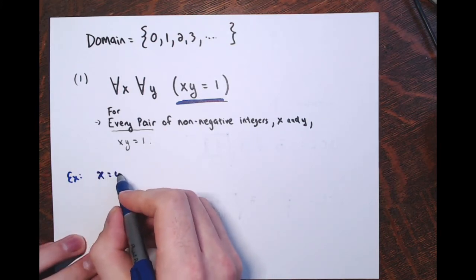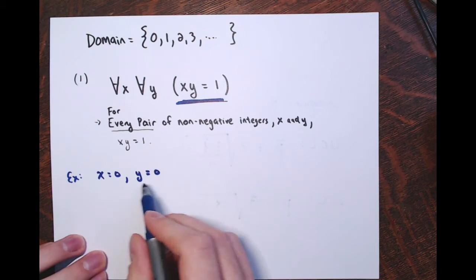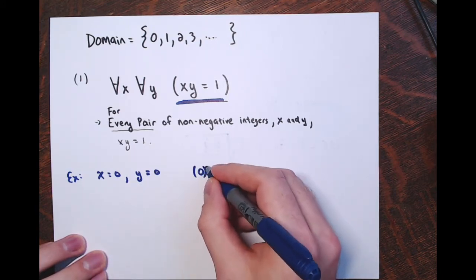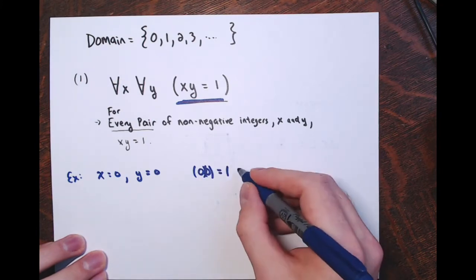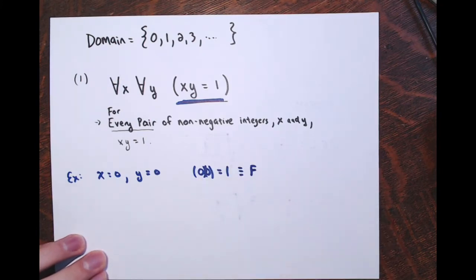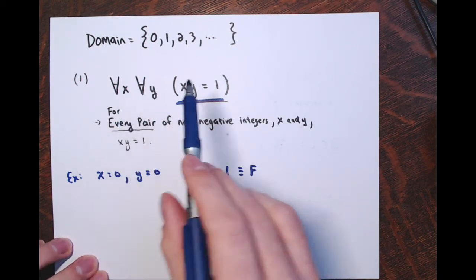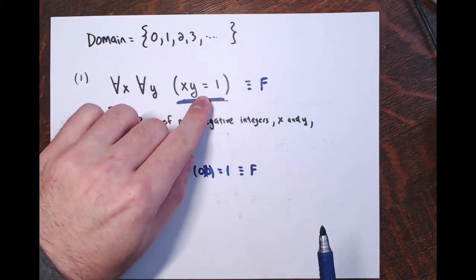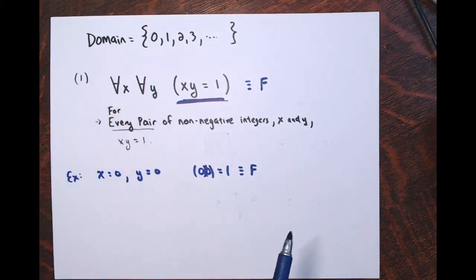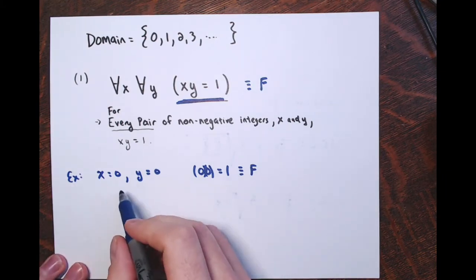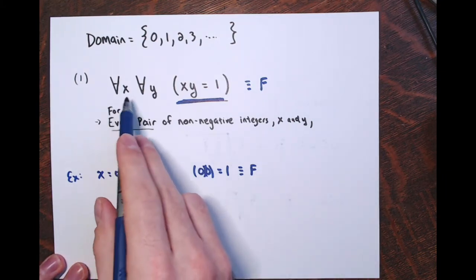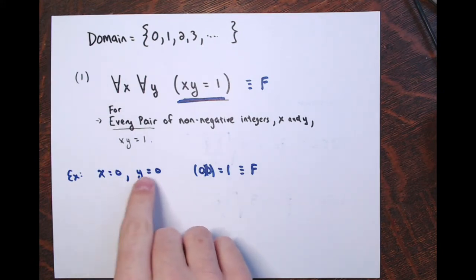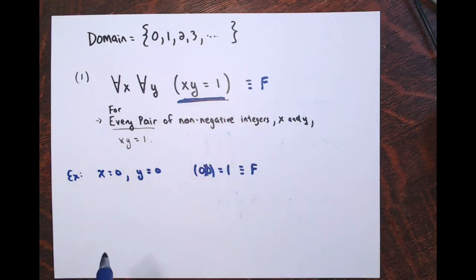So how about if x were 0 and y were 0? I mean, there's one pair. And then we have 0 times 0. Is that equal to 1? That is false. So right away I'm seeing that this is a false statement, right? Because this would have to be true again for every pair of non-negative integers. So this is considered a counterexample, right? Because this is all universal here. Just an example of a pair of integers that makes this whole statement false.